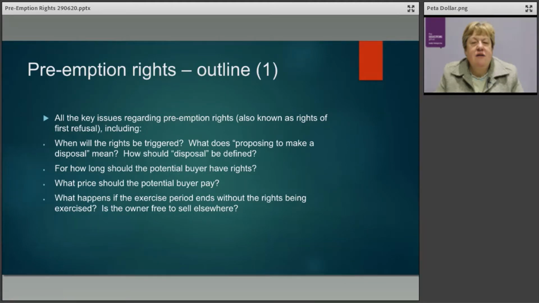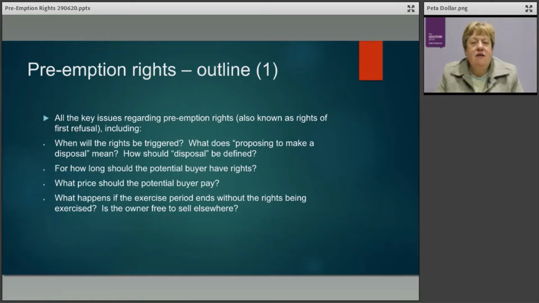So, what are we going to be talking about today? Well, we're going to be talking about all the key issues regarding preemption rights. And of course, preemption rights are also known as rights of first refusal.